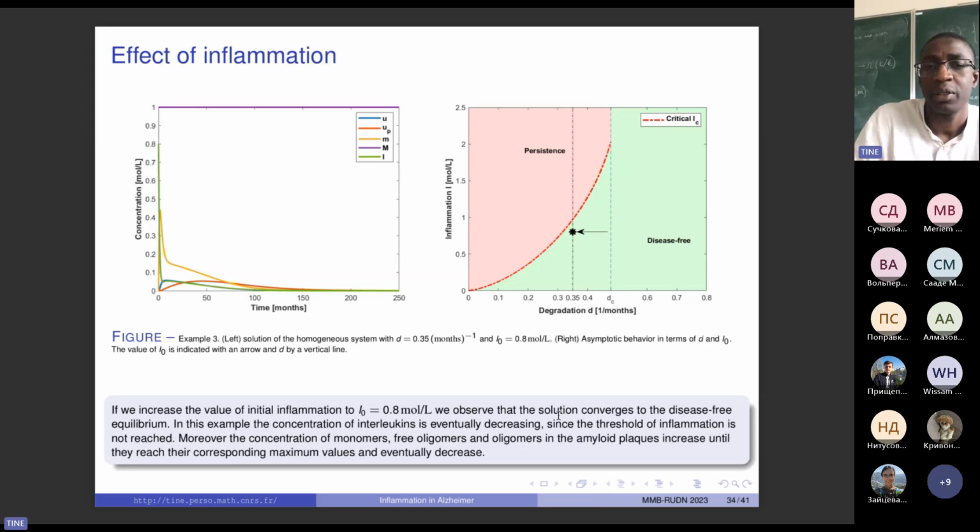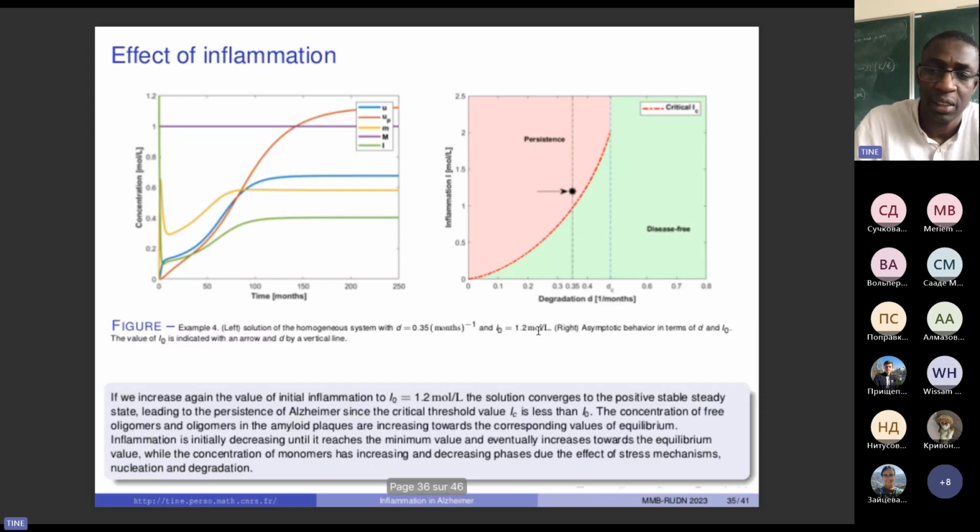In this example, the concentration of interleukin is eventually decreasing, since the threshold of inflammation is not reached. Moreover, the concentrations of monomer, free oligomer, and oligomer in the amyloid plaque increase until they reach their corresponding maximum value. So you see that the inflammation is very important if we want to keep the disease free or persistent in our model.